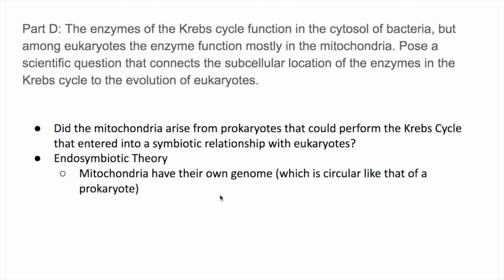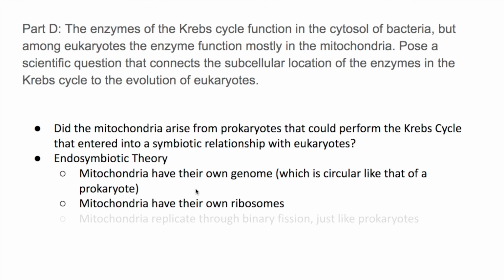And there are several pieces of evidence for this, and one of them is that mitochondria have their own genome. It's circular like that of a prokaryote, and it encodes several genes, including those that code for proteins needed for the electron transport chain, although it's only a few of the many, many proteins in the ETC. And mitochondria have their own ribosomes, and they also replicate through binary fission just like prokaryotes, and they replicate independently of the cell cycle of the entire cell.